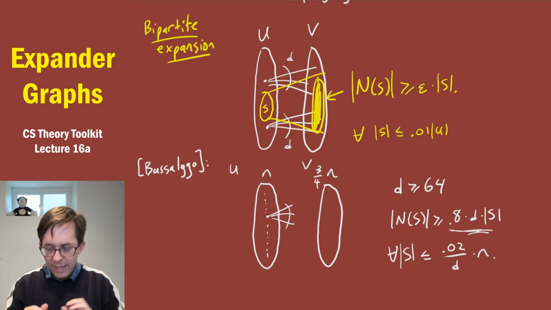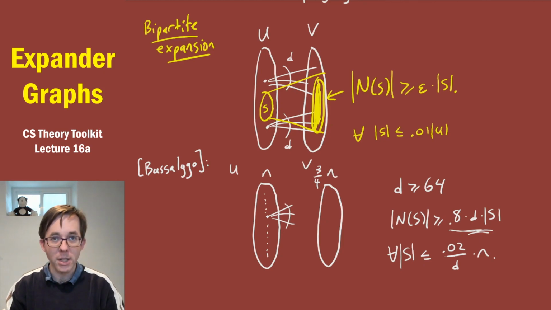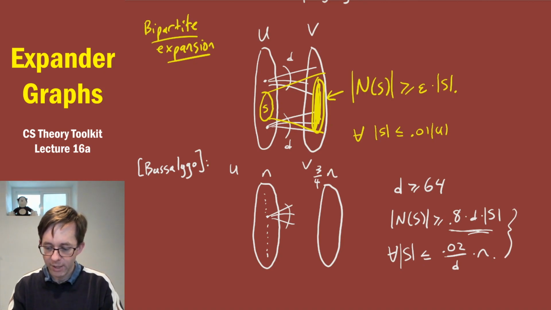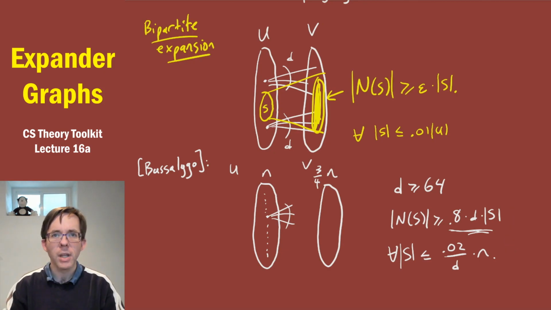And great. I think if I did the calculations on my paper right earlier today, Bassalygo showed that a random d-regular graph has this property with high probability when the vertex sizes are n and 3/4 n. And if I got those numbers a little bit wrong, don't quote this lecture for exact numbers.